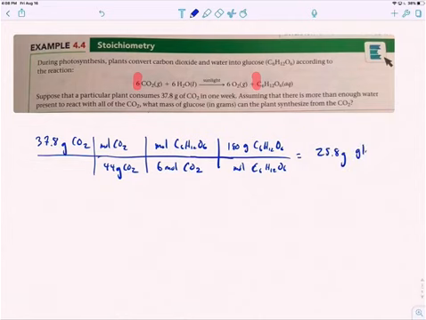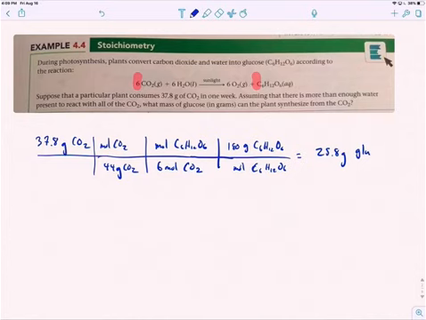I'm going to write GLU. I should have done this before. GLU is the shorthand symbol for glucose, C6H12O6. Okay, a recap for this one. This is a limiting reagent problem. We are given that a plant consumes so much carbon dioxide per week, and we know that it's doing it via this photosynthesis reaction.